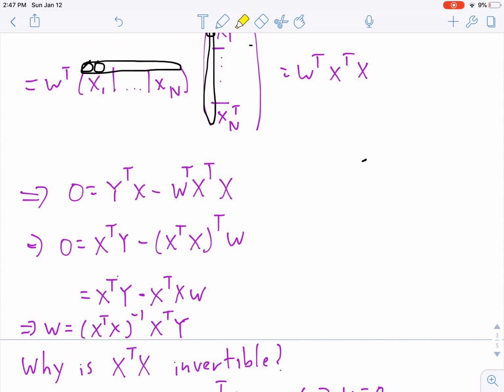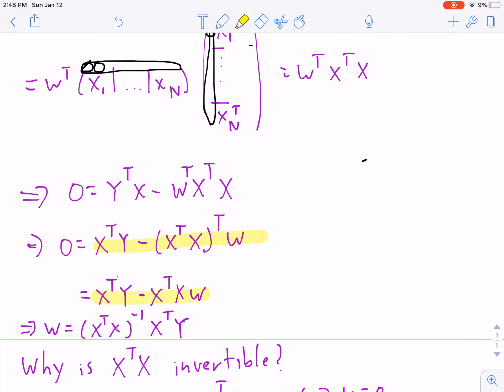And 0 transpose is just 0, right? 0 is not a scalar here, it's a vector, but you're just transposing the 0 vector, so you can still get a 0 vector. And then remember that if you take the transpose of the product of two matrices, you just flip them around and apply the transpose to each of them. So that's just what I'm doing in this line, and also in this line.